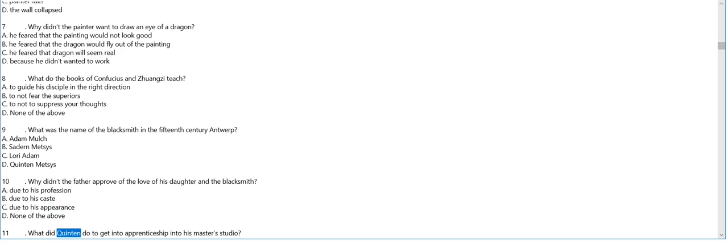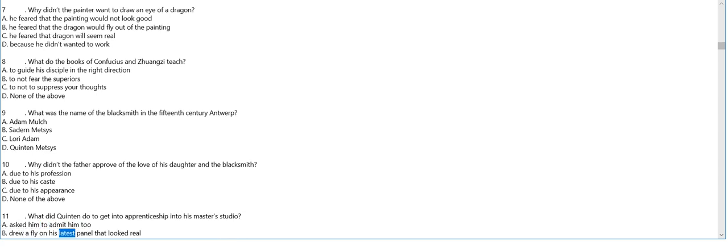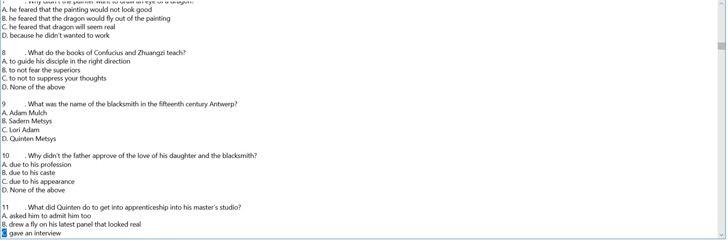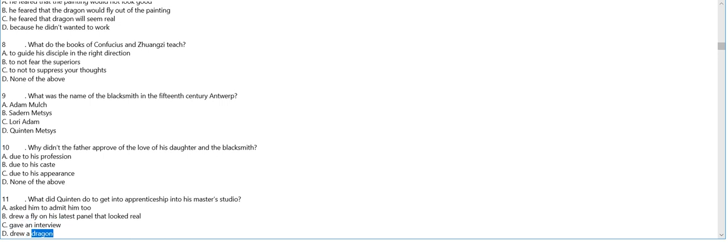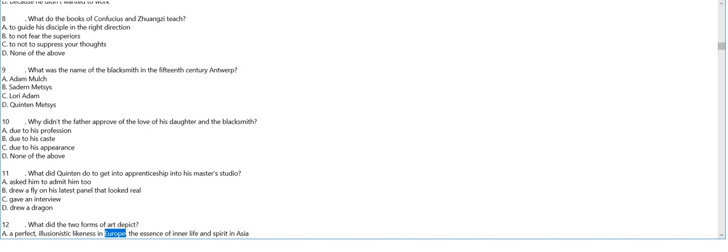11. What did Quentin do to get into apprenticeship into his master's studio? A. Asked him to admit him to. B. Drew a fly on his latest panel that looked real. C. Gave an interview. D. Drew a dragon. 12. What did the two forms of art depict? A perfect, illusionistic likeness in Europe, the essence of inner life and spirit in Asia.